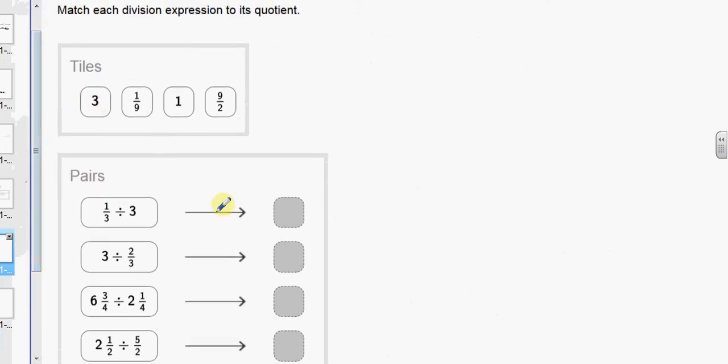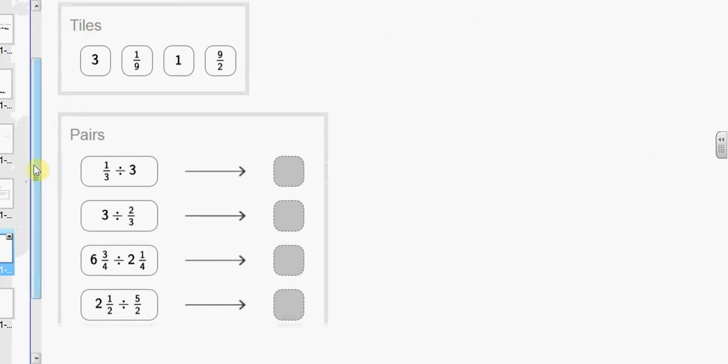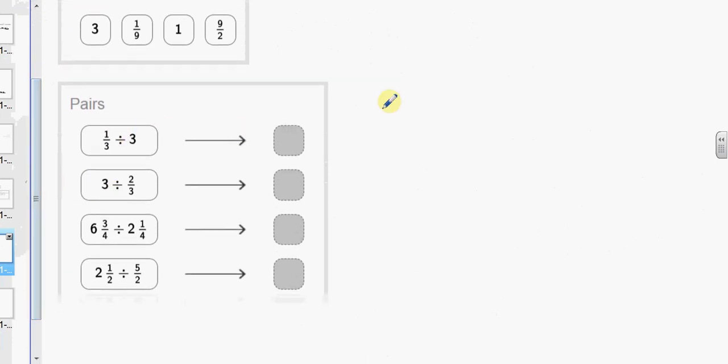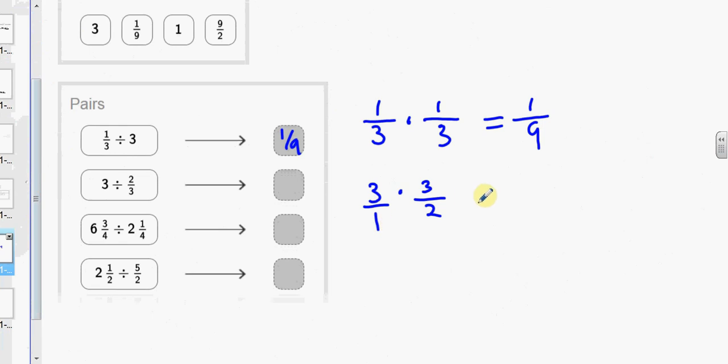So we match the titles with the tiles, excuse me, with the pairs. So that's 1/3. That division becomes multiplication, and we flip that second number. That becomes 1/3, and that gives us 1 over 9, right? 1 times 1 is 1. 3 times 3 is 9. The next one is 3 times 3 over 2. Look at that first 3 as being 3 over 1. We multiply 3 times 3, we get 9. 1 times 2 is 2.